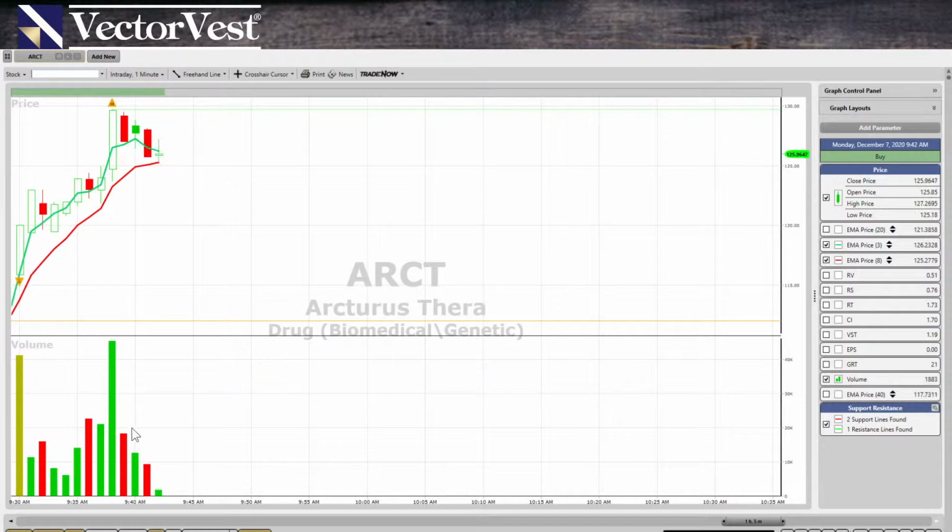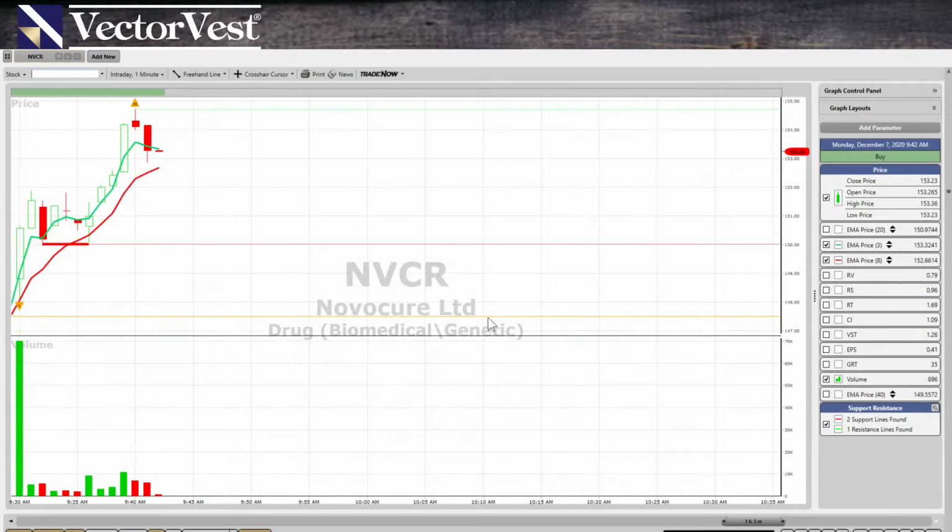And look at that pullback. And again, falling volume is not conviction. Rising volume is. Let's go see what else is in this list.